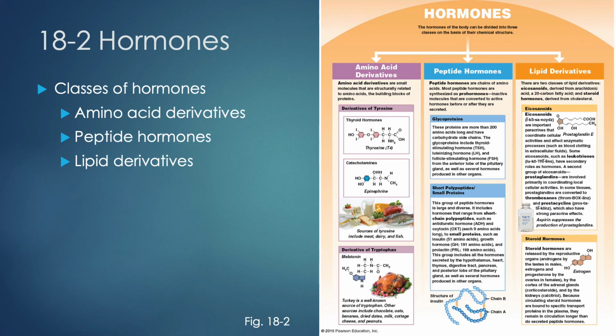Hormones can be broken down into 3 separate classes based upon their chemical structure: amino acid derivatives, peptide hormones, and lipid derivatives. Let's look at each of these in a few coming slides.